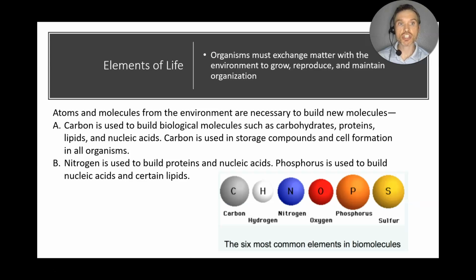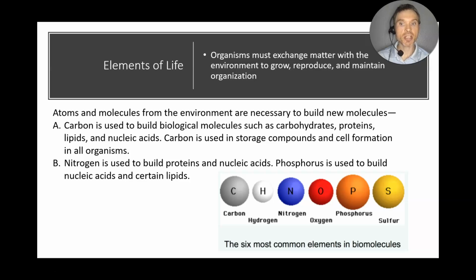Organisms must exchange matter with their environment to grow, reproduce, and maintain organization. Atoms and molecules from our environment are necessary to build new molecules. Carbon is the primary element used to build biological molecules, such as carbohydrates, proteins, lipids, nucleic acids. Carbon is also used in the storage compounds and cell formation in all organisms. Essentially, carbon is critical to life on our planet.